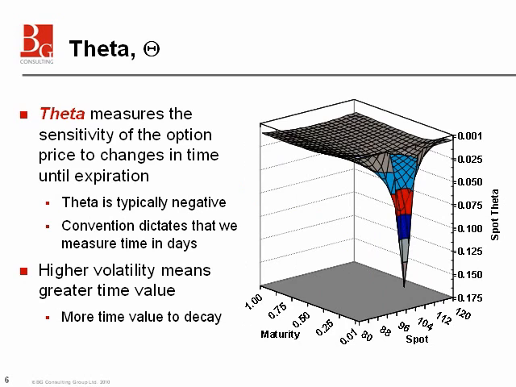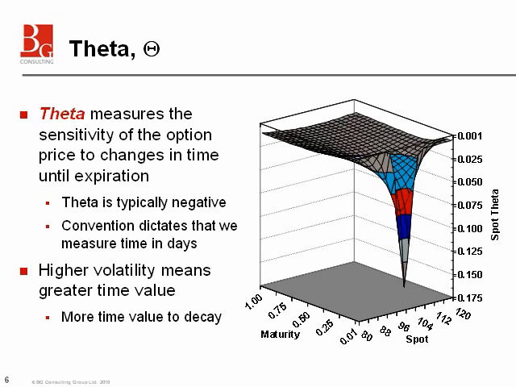Theta measures the sensitivity of the option price to changes in time, and convention dictates that we measure time in days. As the time remaining to expiration nears, theta exposure becomes increasingly important since the speed of decay accelerates rapidly. As a rule of thumb, an option will lose 1/3 of its value during the first half of its life and 2/3 during the second half of its life. Why is this so? Because there's less probability of a positive intrinsic event.